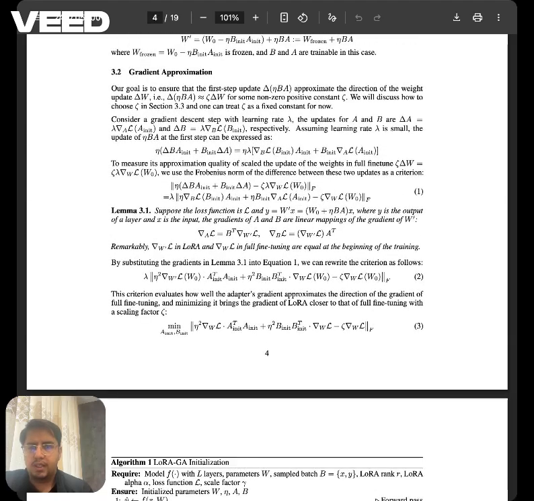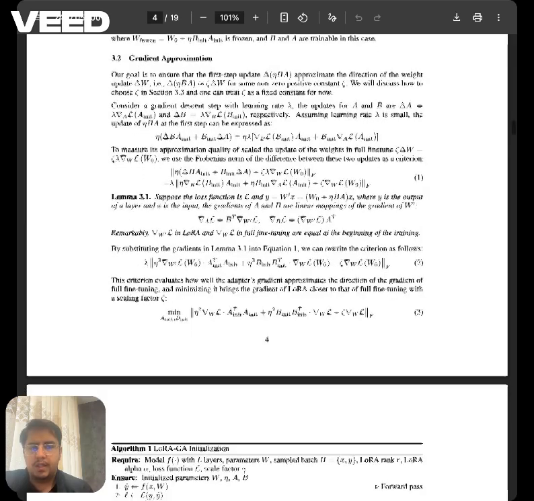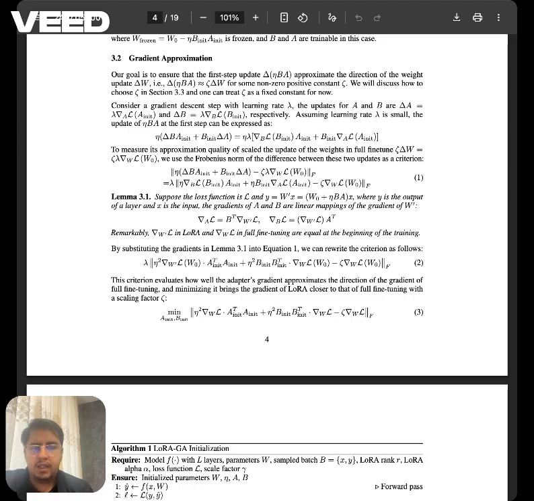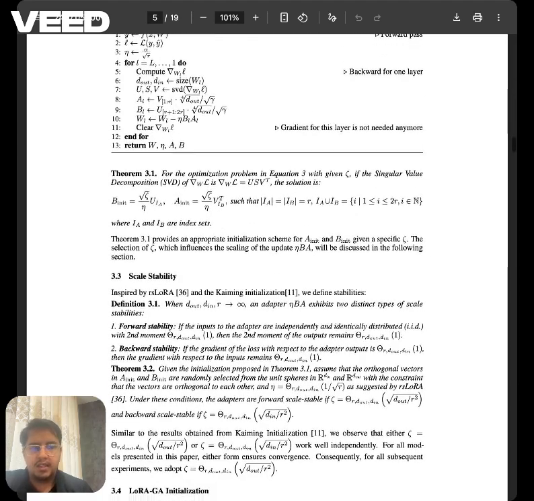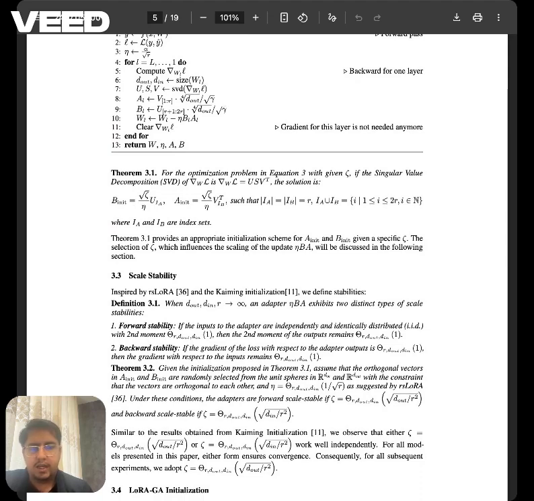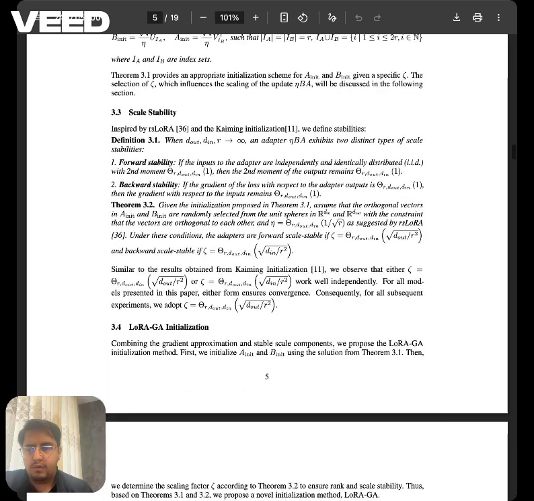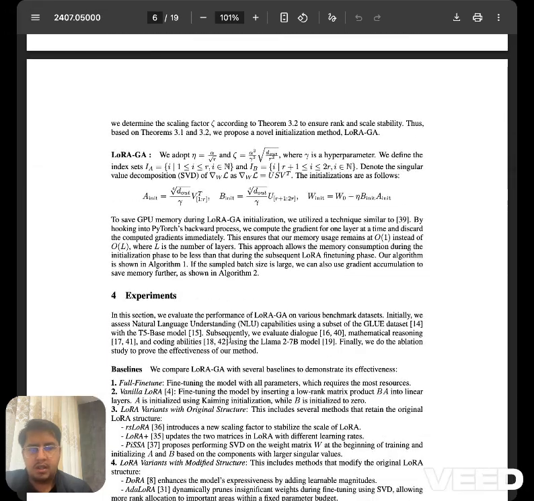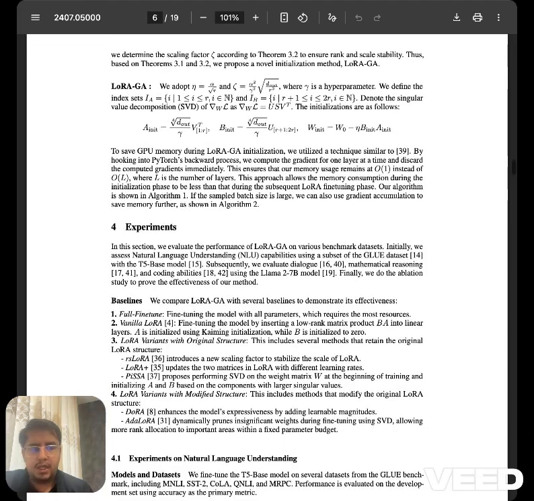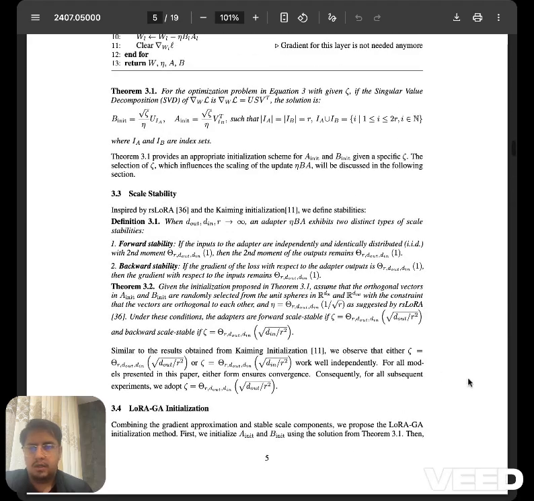Let's move on to the next section where we discuss the variance preserving scaling, or the scale stability. And then we can probably move to the initialization and the experiment section, and the practical implications of the same. Let's move on to the next section where we discuss the scale stability for the same.